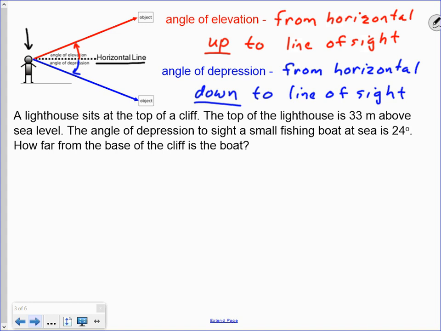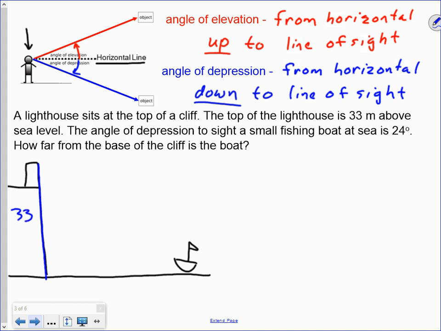Well, let's draw a little picture here. I'm going to draw a cliff like this. This is the sea out here. We've got a little lighthouse sitting on top, and out at sea here, we've got our boat. So the top of the lighthouse is 33 meters above sea level. So if I were to draw in this distance, that's 33 meters from the base of the cliff up to the top of the lighthouse.